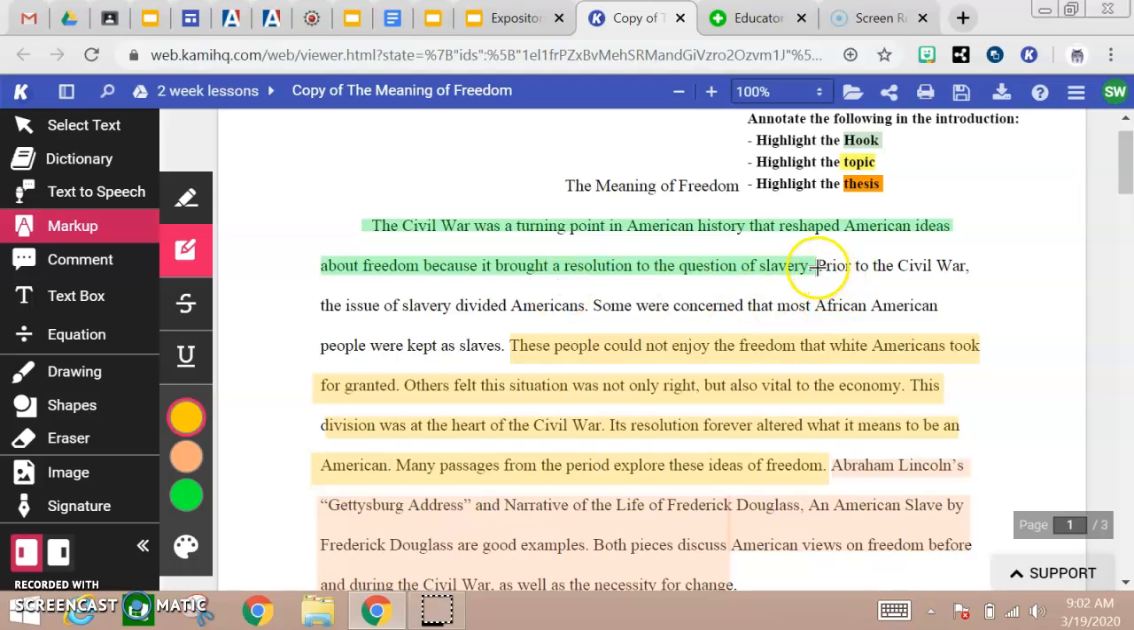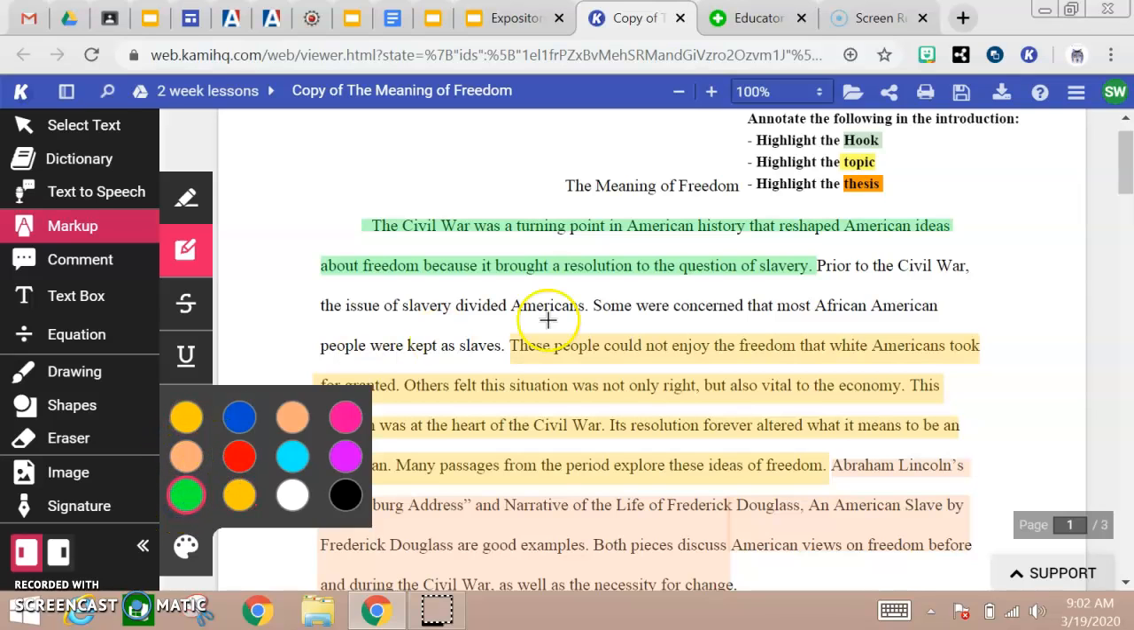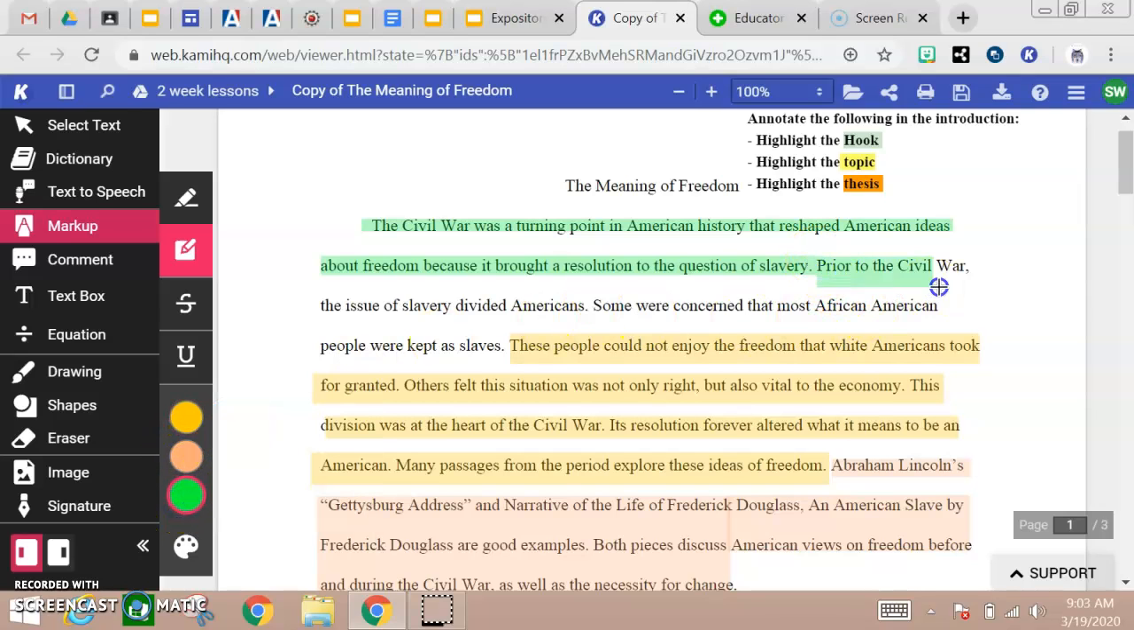And then it goes on to explain the hook. You have to explain the hook. Prior to the Civil War, the issue of slavery divided Americans. Some were concerned that most African American people were kept as slaves. That's the explanation of the hook. I would go even further, because you can't just say 55% of people are obese in America and then go into something else. You have to tell me what that statistic or that hook means.